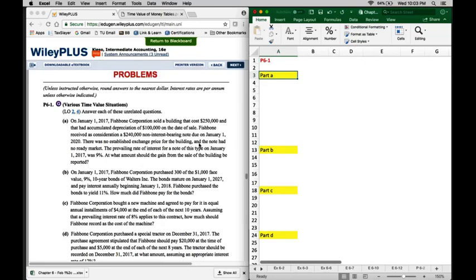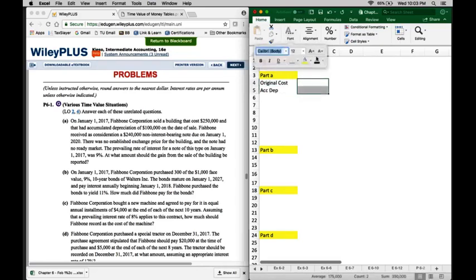So in this case, all you're really looking for is the present value of this note. These two amounts are not relevant for calculating the present value of the note, but they are relevant for calculating the gain, which is the final answer we need. So let's start writing down the information over here first. To start with, the original cost. The next one we're going to look at is accumulated depreciation. Those two numbers were given to us.